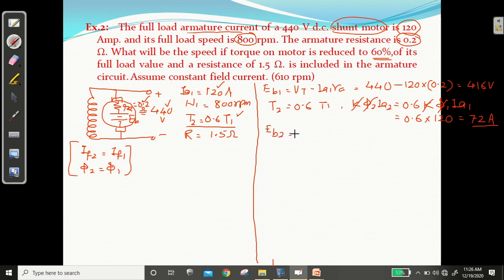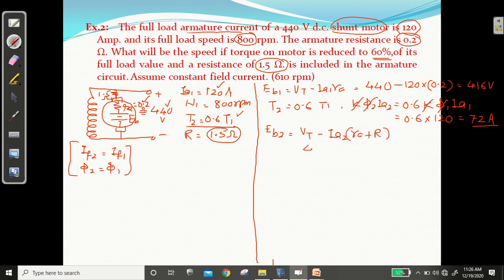Now you know IA2, so you will get EB2 also. What is EB2 equal to? Again the same formula, VT minus IA2 RA. But we are inserting a resistance in series with the armature. How much are you inserting? It is given or not? Yes, it is given, 1.5 ohm. We are inserting 1.5 ohm in series with the armature. So what will this become? VT minus IA2 into RA plus R.